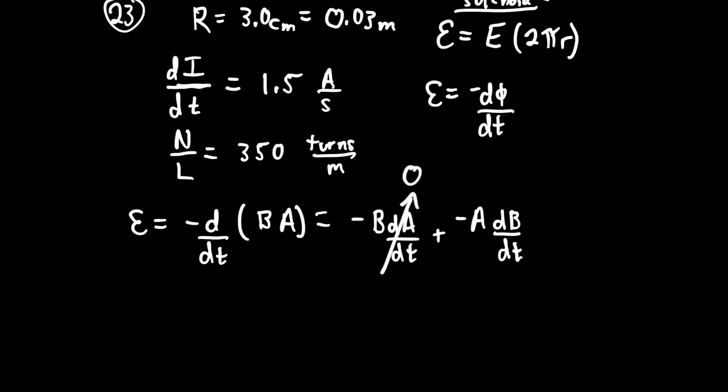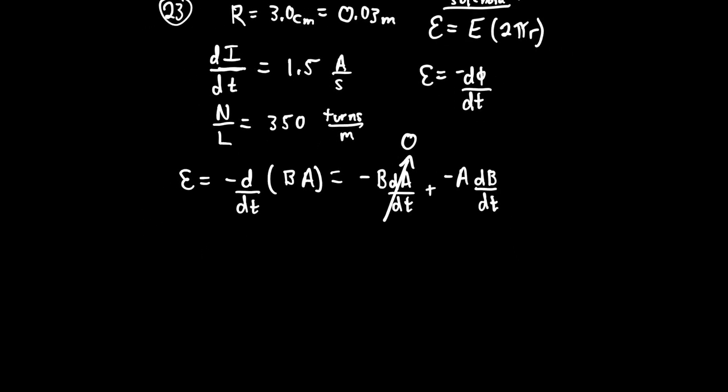Why? This is my solenoid. What would dA do? What is dA? Change in area. Do they say anything about changing the size of this solenoid in the problem? So is this size changing at all? If it's not changing, what's the derivative of it? 0. Derivative is a change. If it's not changing, it's 0. So dA/dt goes away.